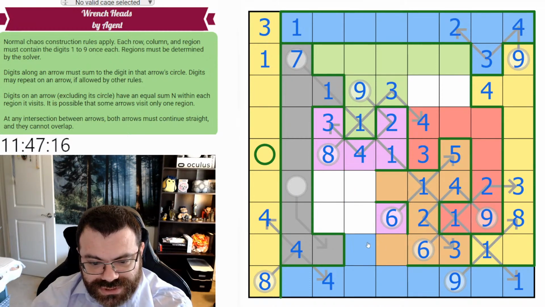Which means blue takes this one, and it's the 8. Blue is done. Orange gets blocked there, so it has to take one more, right? 1, 2, 3, 4, 5, 6, 7, 8, 9. Yeah, it takes this one as well, and purple finishes it. Very nice.